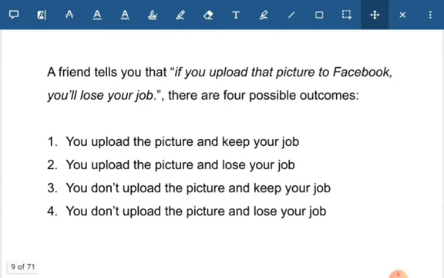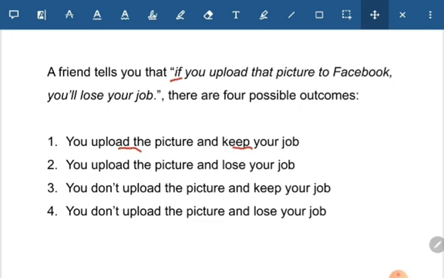Later on, you will be taught how to create a truth table. Basically, kapag gumagawa ka ng truth table, nililista mo lahat ng possible outcomes ng isang statement. So, for example, if you upload that picture to Facebook, you'll lose your job. Okay? So, what are the possible outcomes, possible combinations? In-upload mo yung picture, but you were able to keep your job. Kahit na in-upload mo yung picture. So, that means yung kaibigan mo na nagsabi nito is lying. Di ba? Kasi you were able to keep your job.